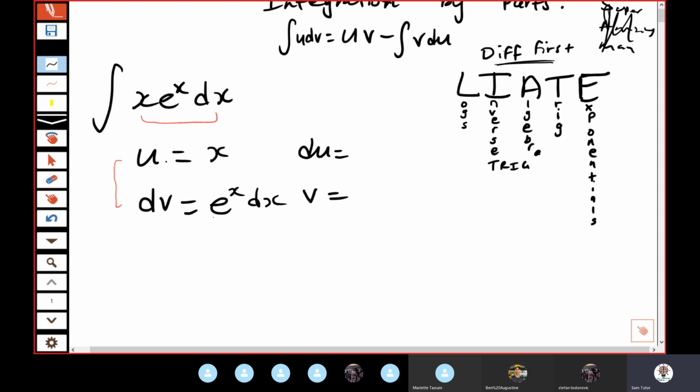Now, what is du? du means differentiate this. So what's the derivative of x? Well, that's just 1. So you're going to write 1 dx, or in this case, I'll just write dx. I think we can start ignoring ones. To go from dv to v, you have to integrate. So you know what I might do, just so you keep this in mind. That is what we need to have.